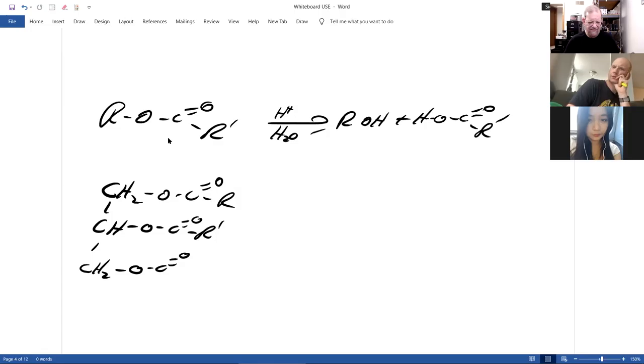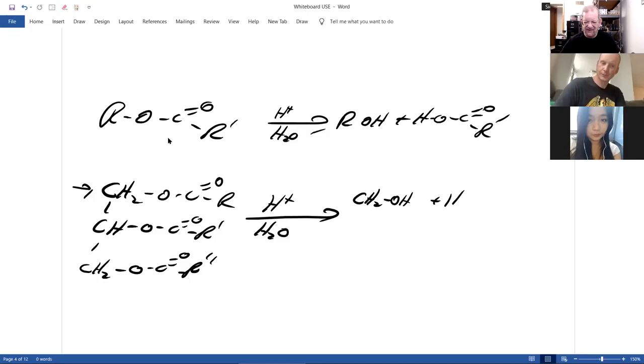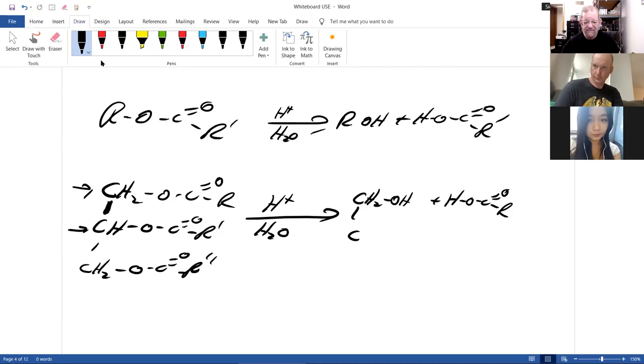So if I have a triglyceride, a fat or oil, and react it with acid and water, this first ester, I'll get this alcohol and this carboxylic acid. The second ester, right here in the middle, I'll get this alcohol, but these two carbons are connected together. Do they break carbon-carbon single bonds? No. So I will get this, extra.